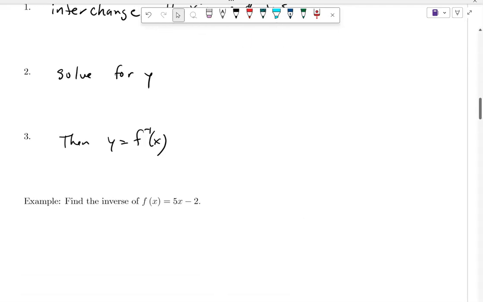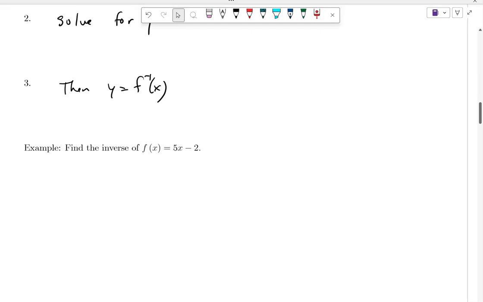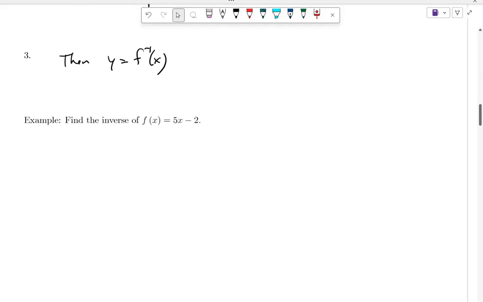All right, so how do we do this? It says find the inverse of f of x equals 5x minus 2. Remember, f of x is the same thing as y. We put in an x and we get out a y. So the first step is to flip-flop your x's and y's. If we flip-flop the x and y, we get x equals 5y minus 2.